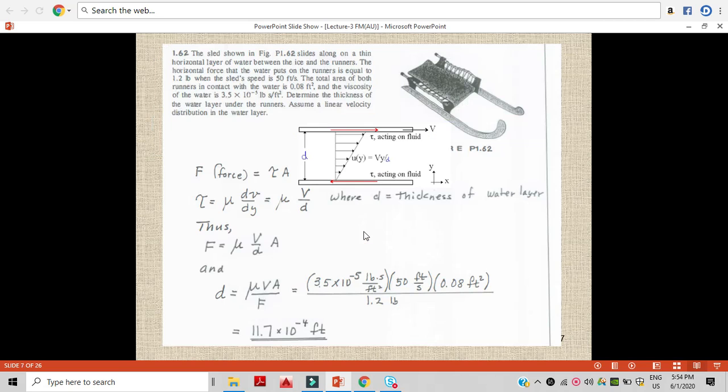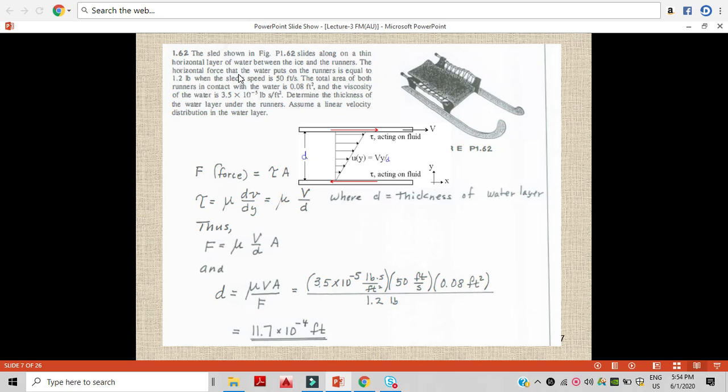So let's move on to question number 2. Question number 2: the sled shown in the figure slides along a thin horizontal layer of water between the ice and the runner. This is the runner, and this is the cart which is used to move on the ice. At the bottom there is ice, so between the ice and this runner there is water, a small thin layer of water.